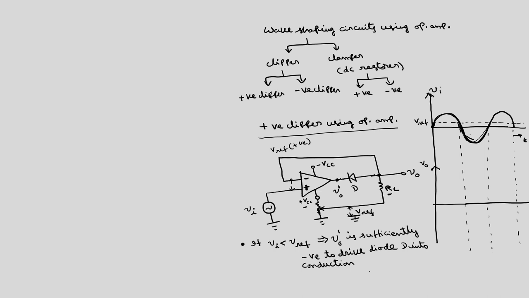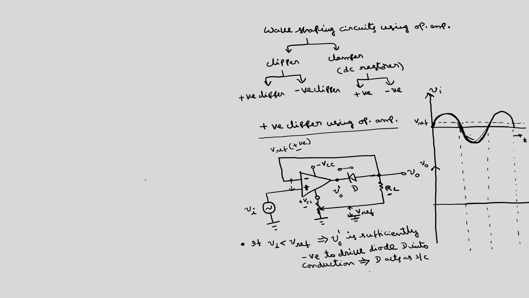Because this voltage is negative and here this voltage is positive, the diode will be driven into conduction. If I assume the diode as ideal, the diode will act as a short circuit. So what will be the equivalent circuit now? This will be short circuited. As a result, this will act as a closed loop circuit, and this will basically be a voltage follower.